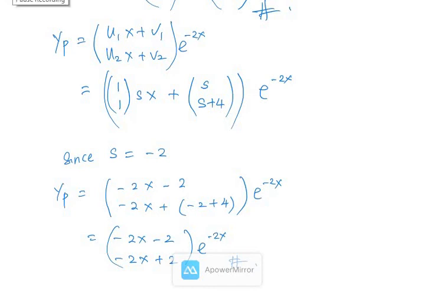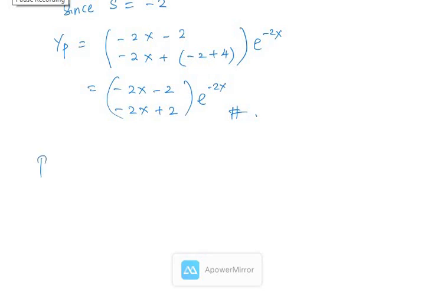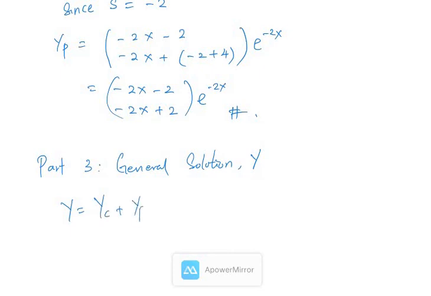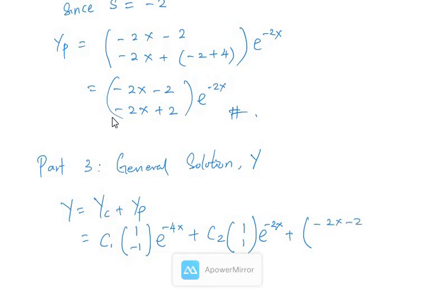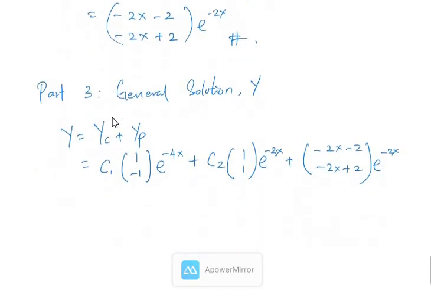So this is part 2. Part 3 will be the general solution. Okay, part 3 is the general solution. y equal to yc plus yp. So yc, you still remember that one is C1, 1, negative 1, exponent negative 4x, plus C2, 1, 1, exponent negative 2x. And then plus the yp. This is your yp: negative 2x minus 2, negative 2x plus 2, exponent negative 2x. And then part number 4.